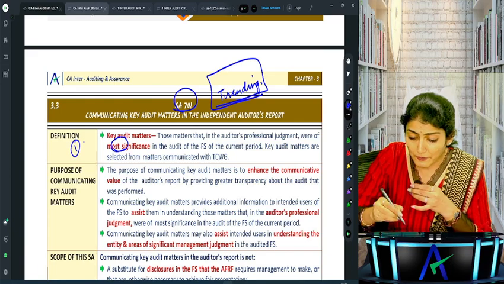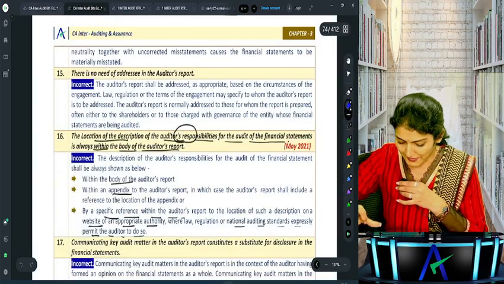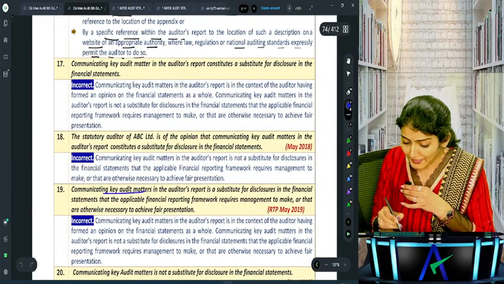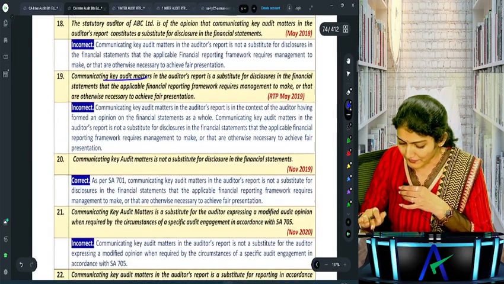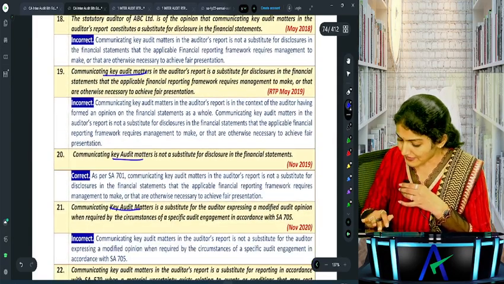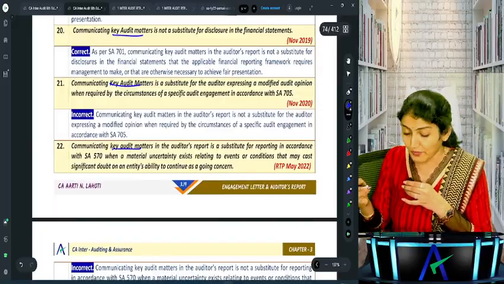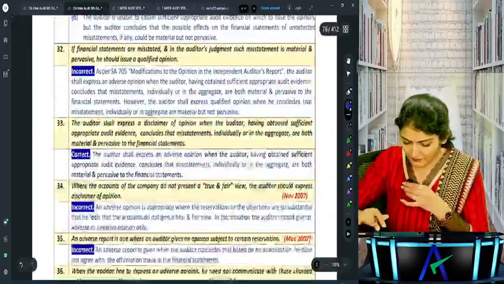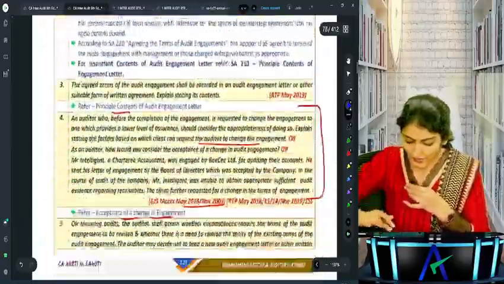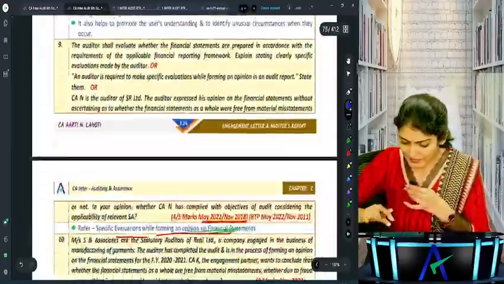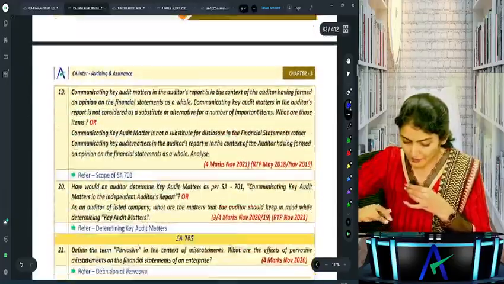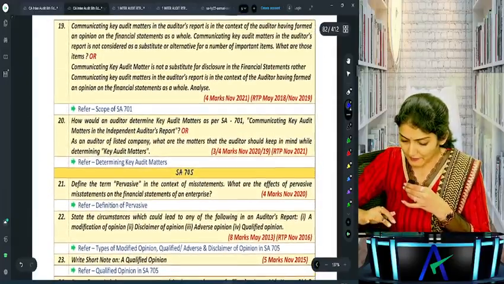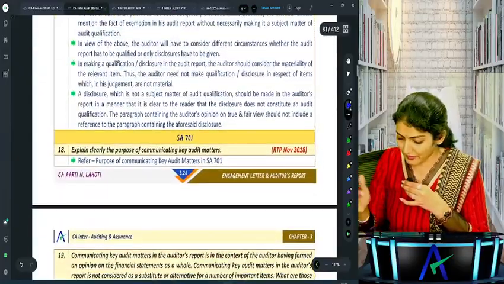Next one, the purpose of communicating key audit matter. Again, regarding key audit matter, look at the number of correct and incorrect questions coming in the exam. I'll cover these correct and incorrect also over there, when we discuss key audit matter. And in the theory part, what question is coming regarding key audit matter?